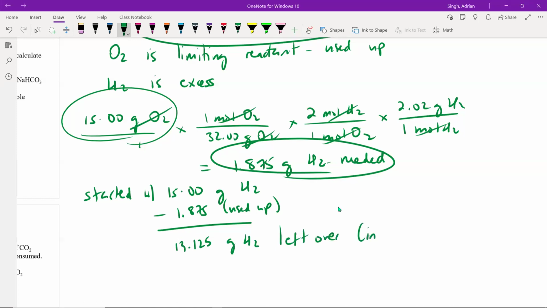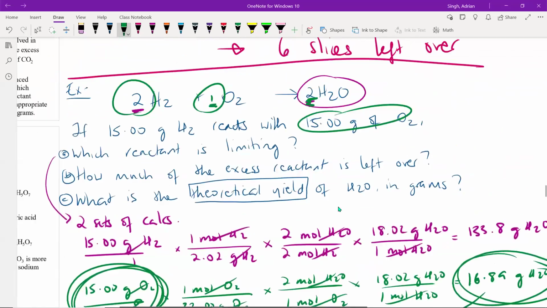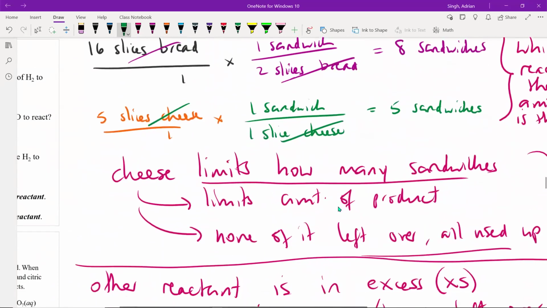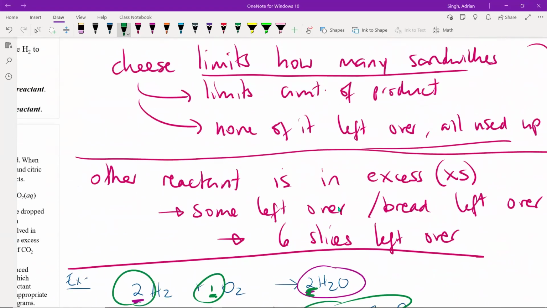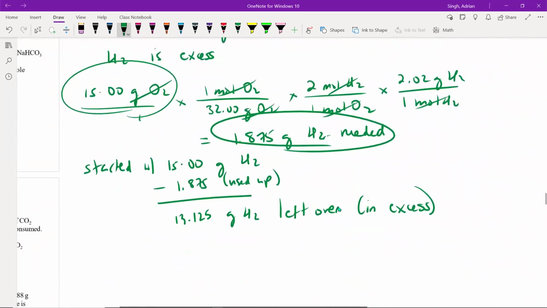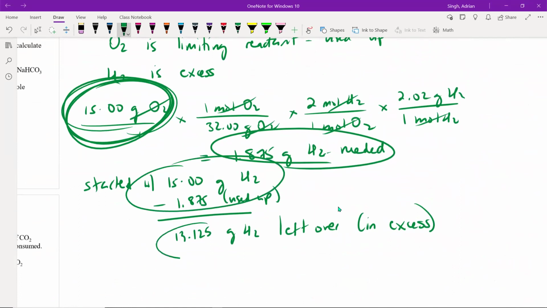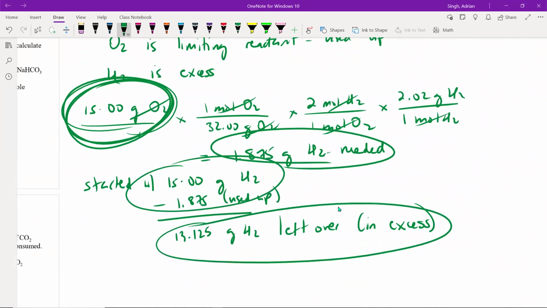This is in excess. Just like in the example we did above, we'll have a bunch of the slices of bread left over, right? We determined there were 6 slices left over. Same thing here. Our reagent that is in excess, there's some of that that's going to be left over. We're going to use the limiting reactant to determine how much of the other reactant is needed, subtract that from how much of that reactant we started with, and that gives us the excess, the amount of that reactant left over.